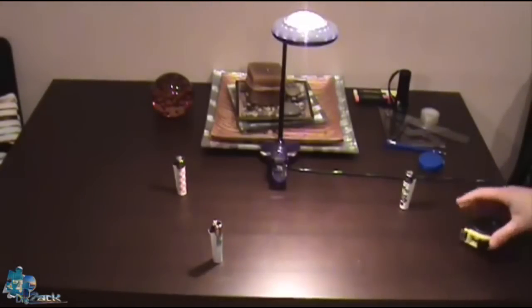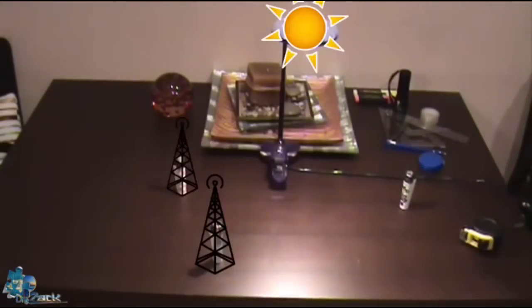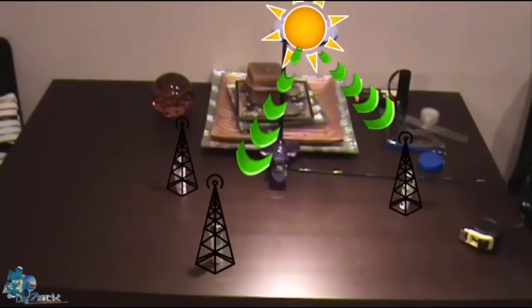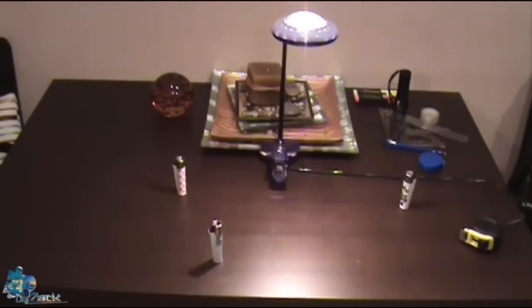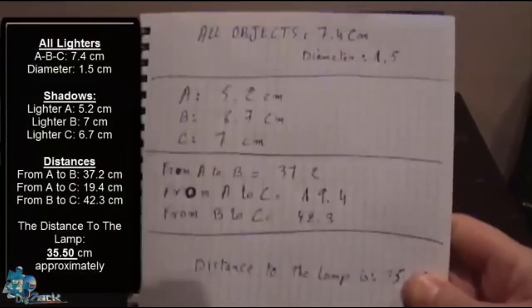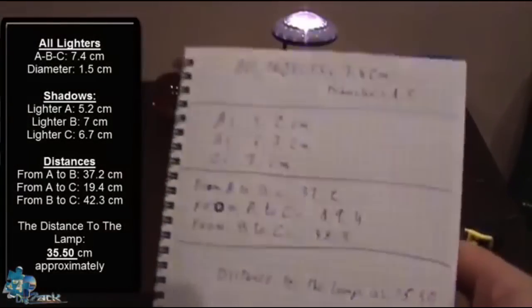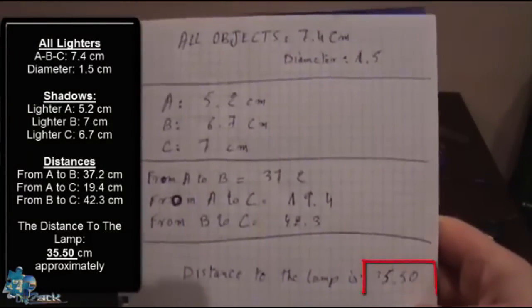So let's imagine the lamp as the sun and the lighters as cell towers, and the light that comes from the lamp as a mobile signal, for example. And all we have is distances between the towers and the mobile signal, which is the lights in this case. Here are the measurements that I used to locate the lamp that is at 35.50.